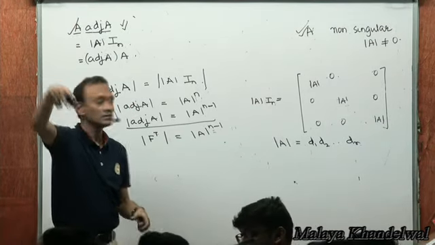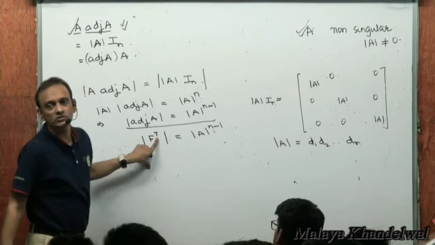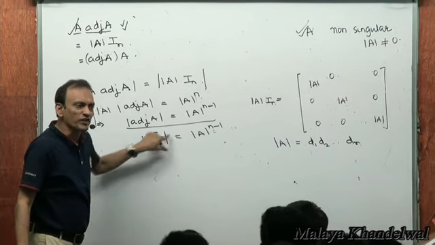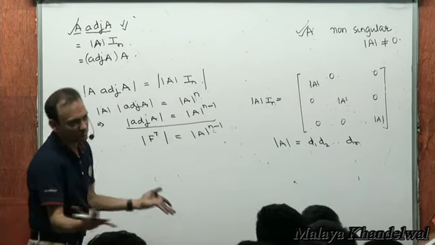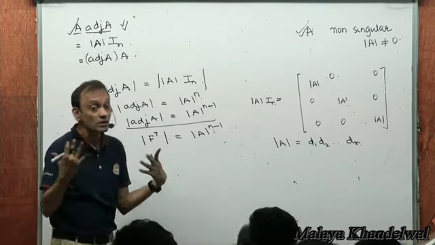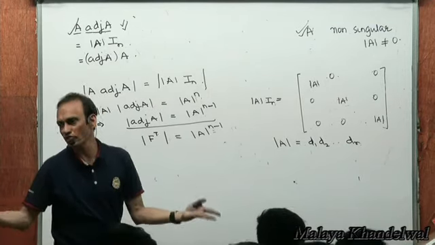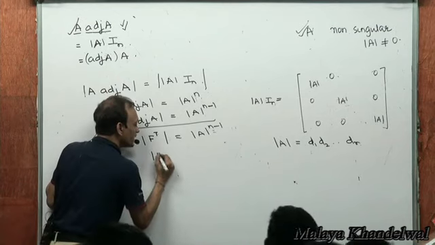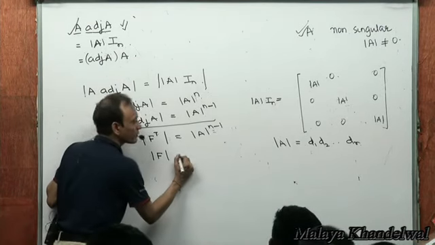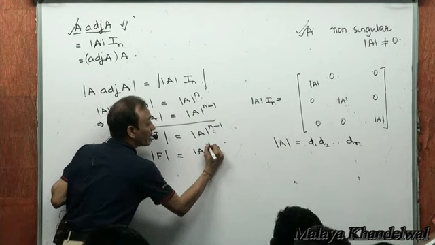Not understood? Now, F transpose. The determinant of F transpose is the same as determinant of F. Where what is F? F is the matrix of cofactors of A. That means determinant of the cofactors of A is determinant of A to power n minus 1.